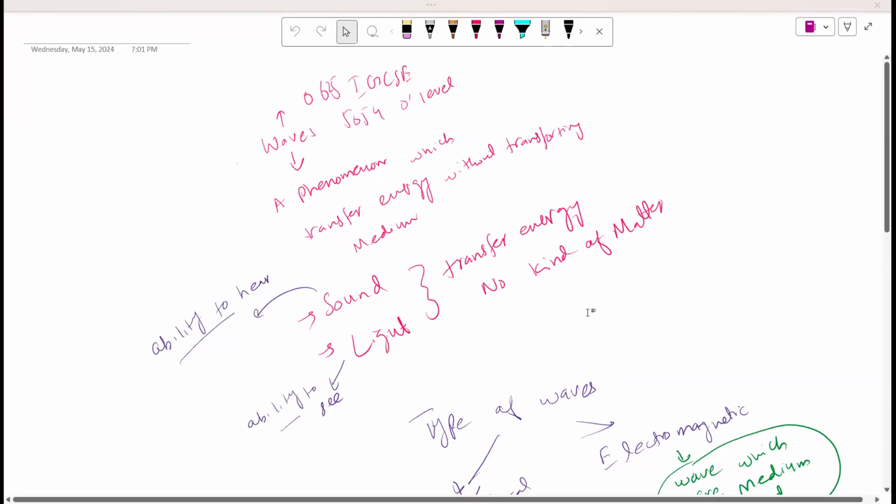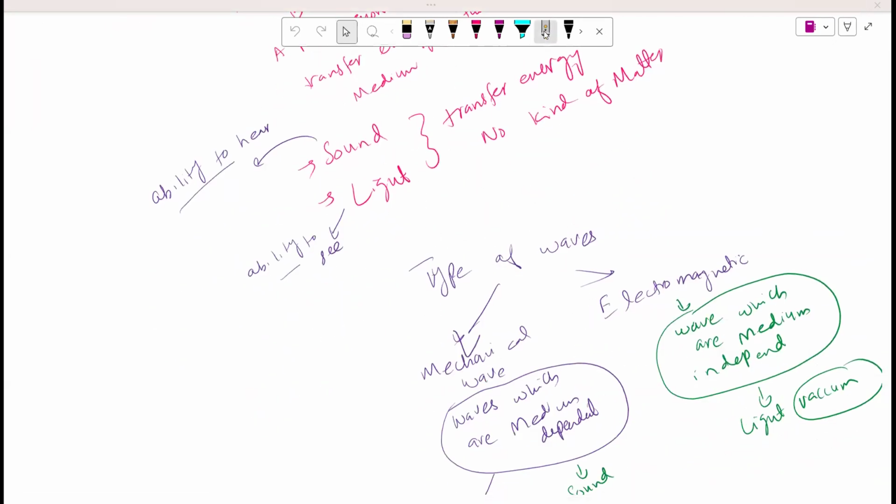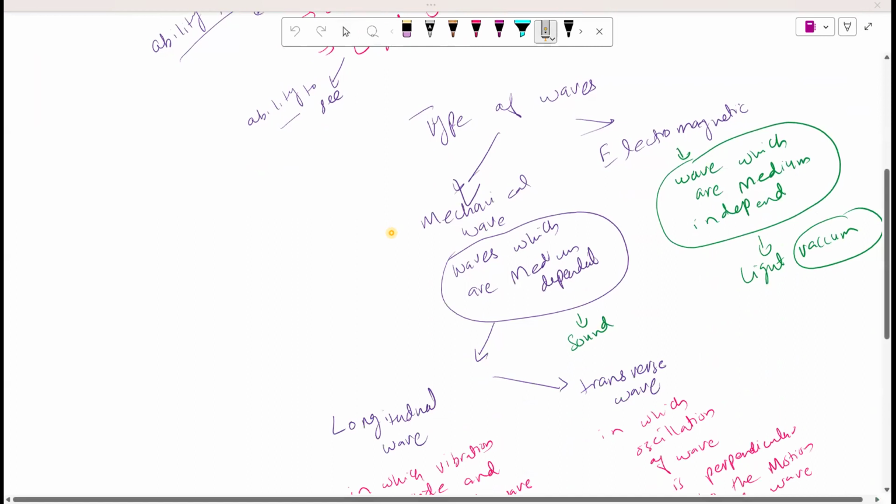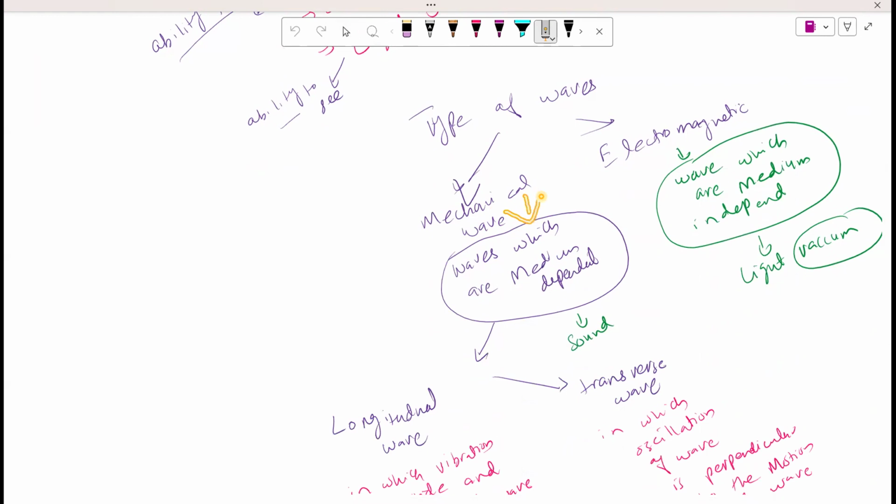A very major section that we're going to repeat only in the 14th chapter is that we have two types of waves, mechanical waves and electromagnetic waves. Mechanical waves are those waves which depend on the medium for their traveling. An electromagnetic wave is the one which is independent of medium.